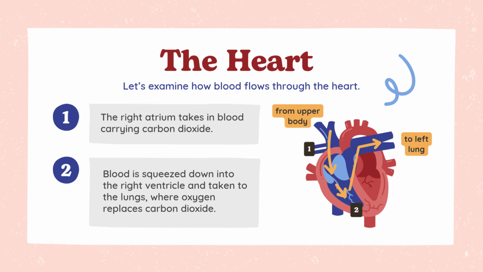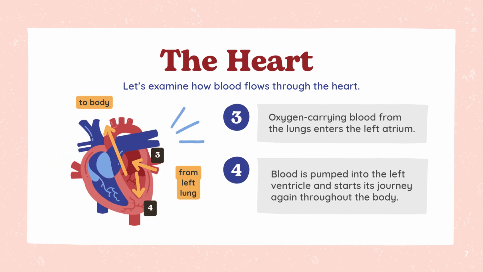Right atrium takes in blood carrying carbon dioxide. Blood is squeezed down into the right ventricle and taken to the lungs, where oxygen replaces carbon dioxide. Oxygen-carrying blood from the lungs enters the left atrium. Number 4, the blood is pumped into the left ventricle and starts its journey again throughout the body.